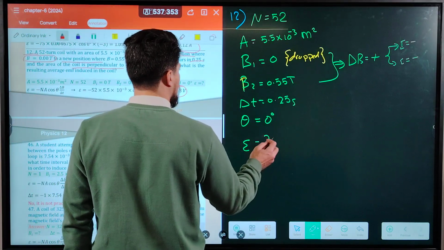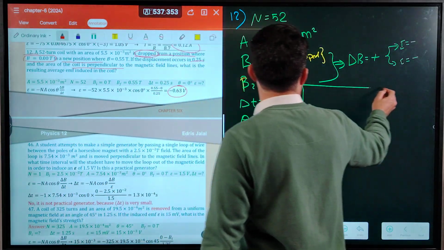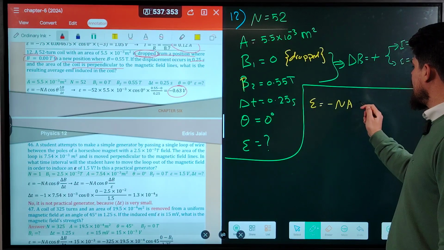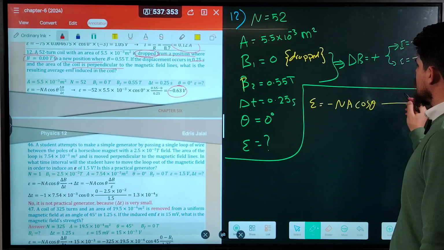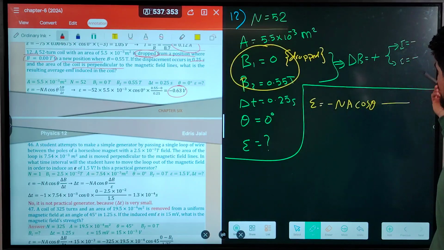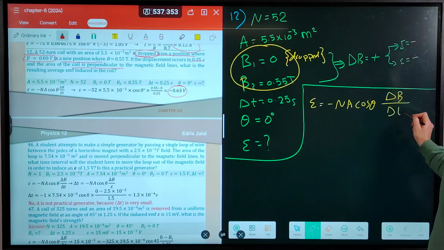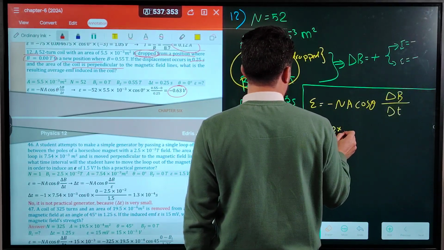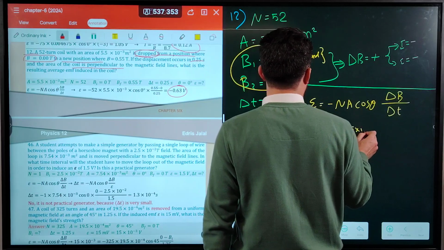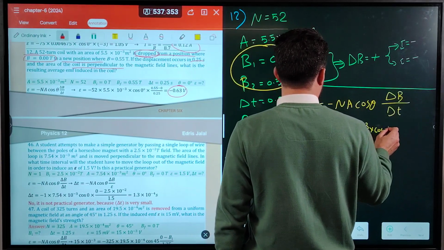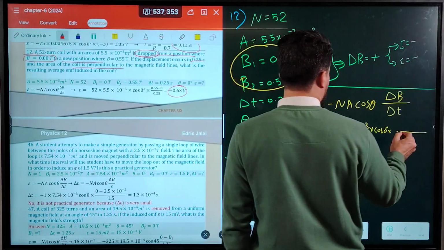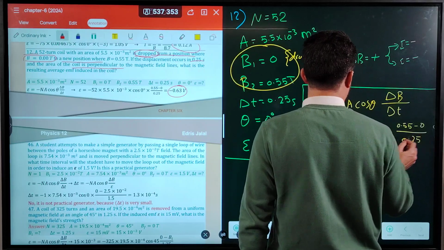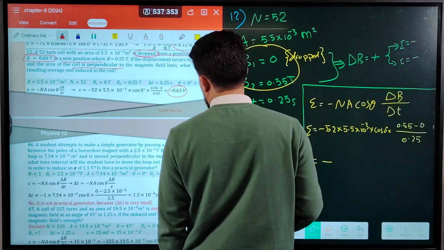What is unknown? Average EMF induced in the coil is unknown. To determine the induced EMF, you have to use the Faraday's equation, negative N A cosine theta. What is changed here? B. Magnetic field is changed. We have delta B over delta T. EMF, number of turns, 52. Area, 5.5 times 10 power negative 3. Cosine 0. Delta B, 0.55 minus 0 divided by 0.25. Positive times negative, it becomes negative. Negative what?